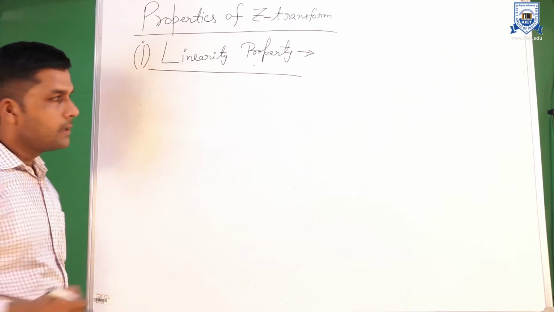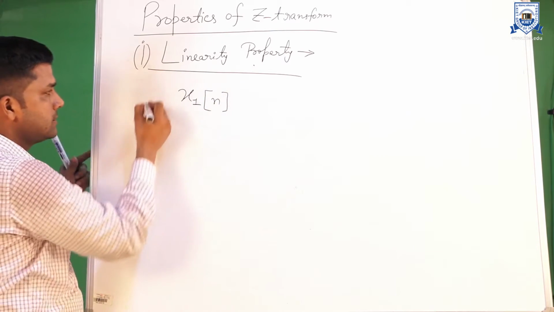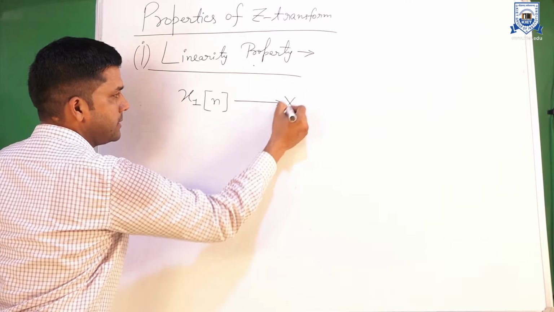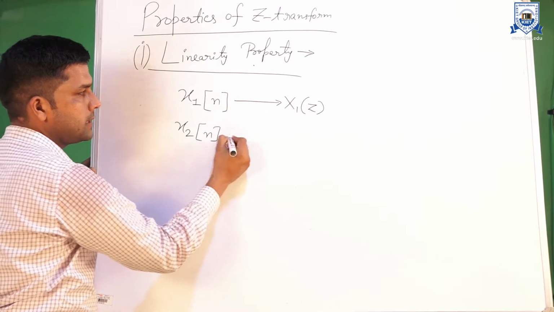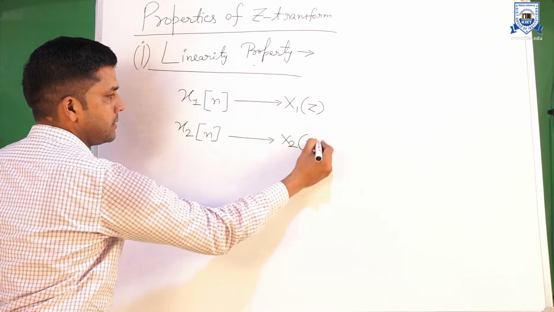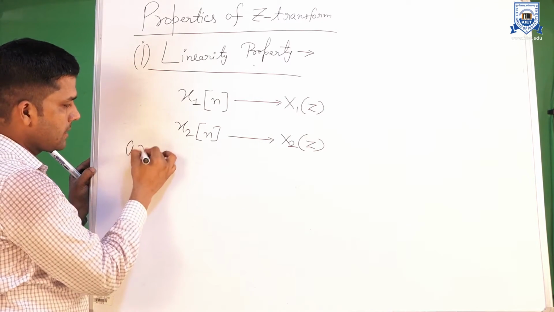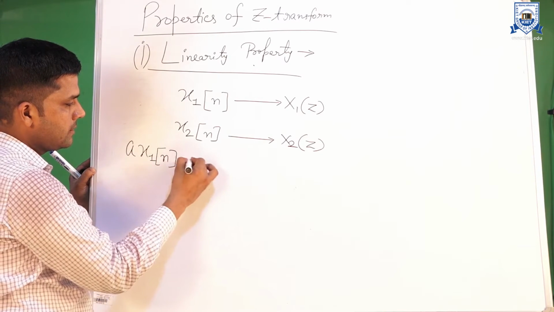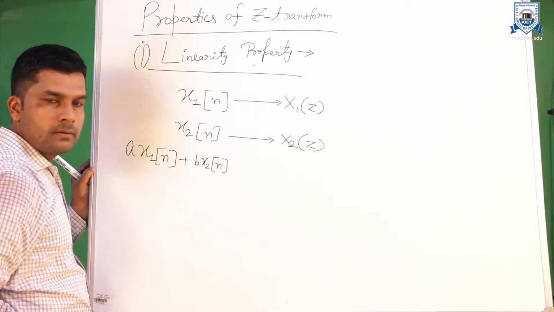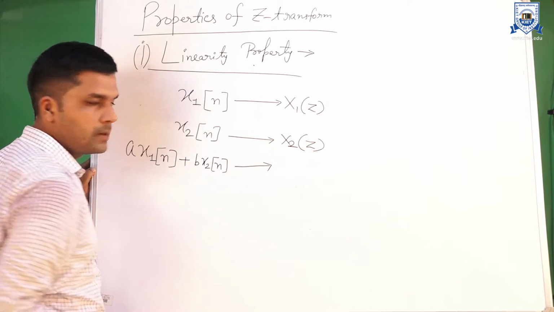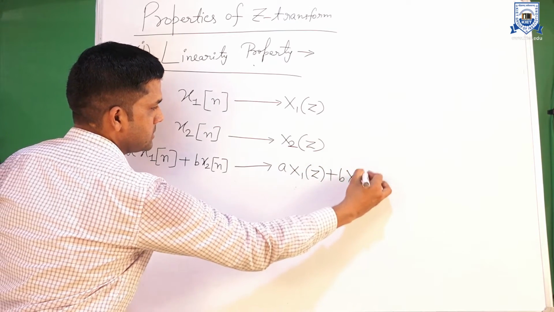What is the linearity property? If any signal or sequence x1(n) has Z transform X1(z), and a second sequence x2(n) has Z transform X2(z), and if the first sequence is multiplied by a constant a, and the second sequence is multiplied by b and added, then we should get a X1(z) plus b X2(z).